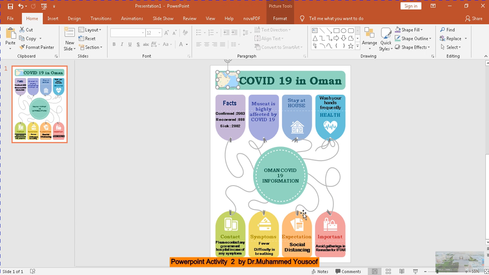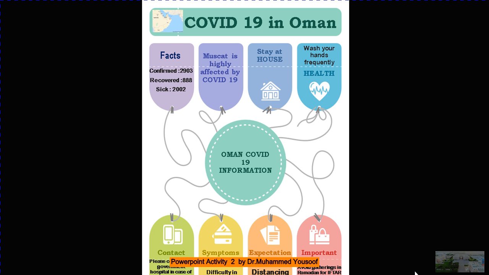So now I want to check how it will look when the poster is going to be printed. When the poster is printed, it is going to look like this. COVID-19 in Oman. So this is going to be information by the government of Oman to the people. Muscat is highly affected. So Muscat people have to be more careful than other regions because nearly 50% of the cases are from Muscat. Okay. Stay at home, wash your hands frequently. That's a very important aspect from the health point of view.